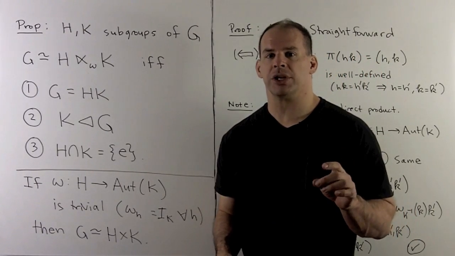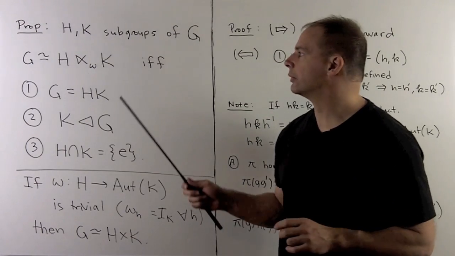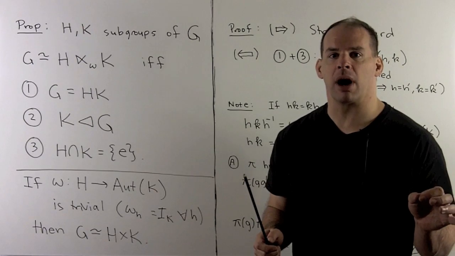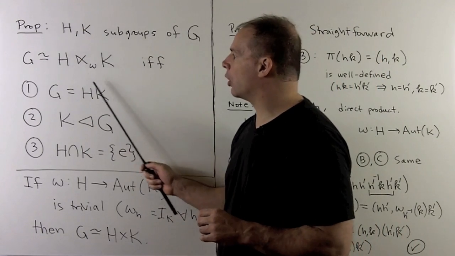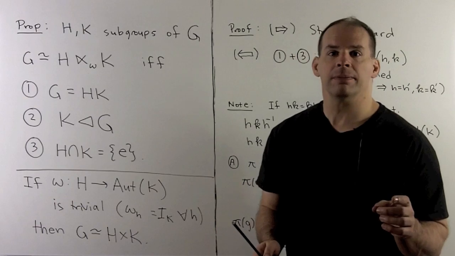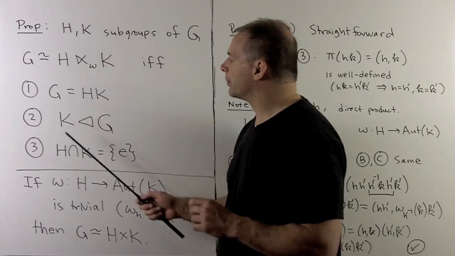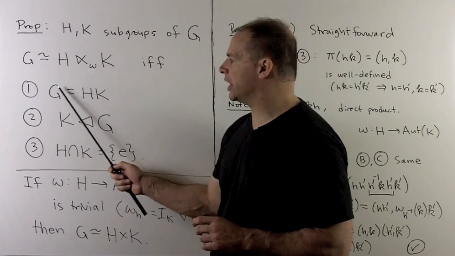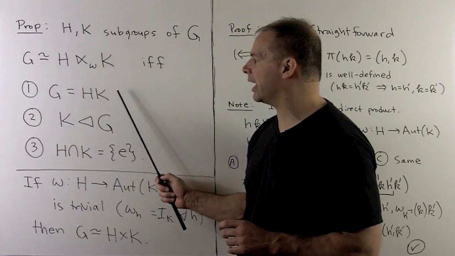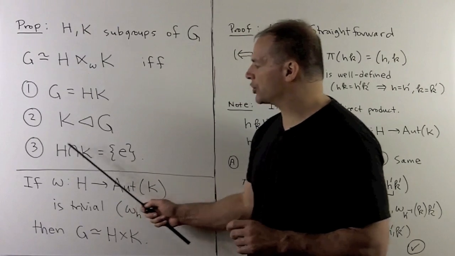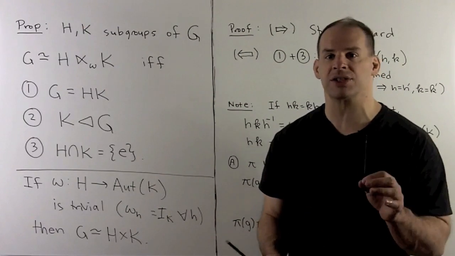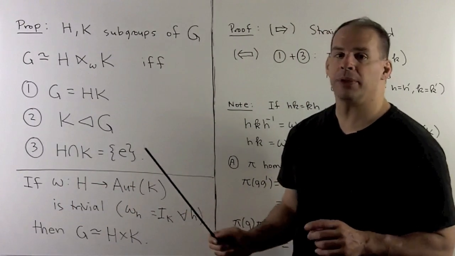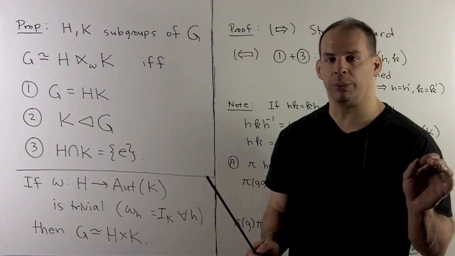Here's the analogous proposition for semidirect products. We have H and K subgroups of G. G is a semidirect product of H and K, using omega, if and only if we have the following 3 statements. So as before, I have that G is equal to H times K. So every element of G can be written as a product of an element of H with an element of K. We have that the intersection of our 2 subgroups is the identity subgroup. Now we have just that K is normal in G. So I don't need that condition on our subgroup H.